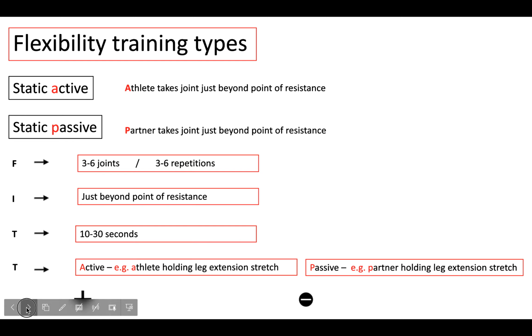Okay, and we have got advantages for both of these. They're both a safe form of stretching. However, the disadvantage is both of them can reduce explosive strength during performance. So that is why very rarely you're asked to do static stretching before a game, for example, because it could reduce your explosive strength. So that is static active and static passive.